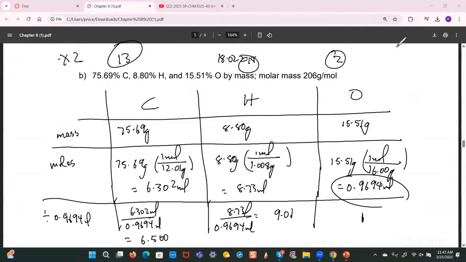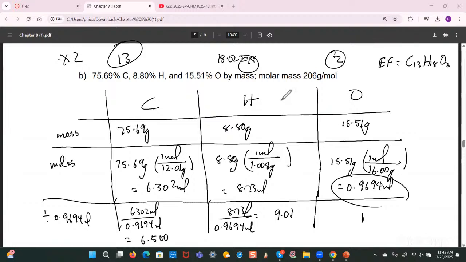So let me squeeze the final answer here. Actually, not the final answer, that's the empirical formula. The question is asking for the molecular formula, so we're not quite there yet. So the empirical formula is equal to C13H18O2, right? That's the empirical formula, but we're not finished yet because the question is asking for the molecular formula. So now that we have the empirical formula, how do we get the molecular formula?